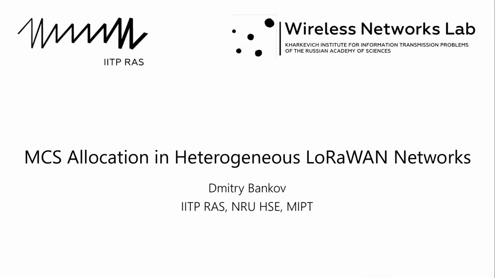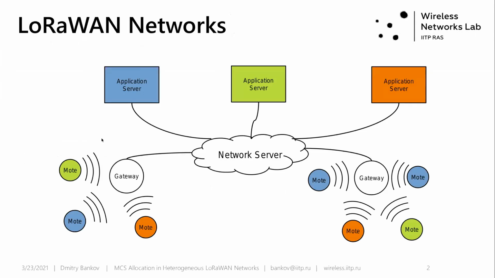Thank you, Vyacheslav. So let us start. Today we will talk about MCS allocation in heterogeneous LoRaWAN networks. LoRaWAN is a low-power wide area network technology designed for Internet of Things scenarios like wireless sensor networks. It specializes in scenarios where numerous end devices, such as sensors or meters, which we will further call nodes, gather some data and have to send this data to a network server.